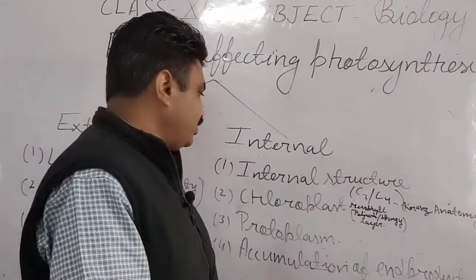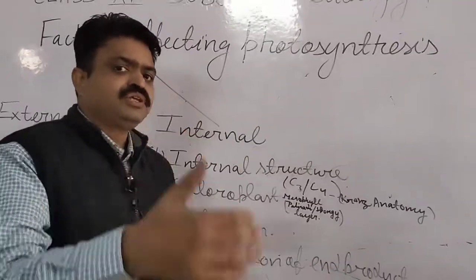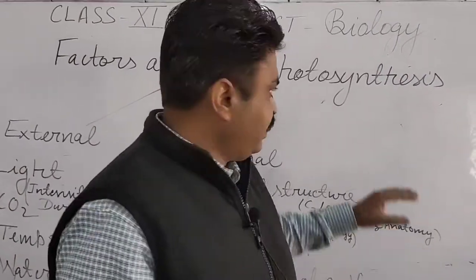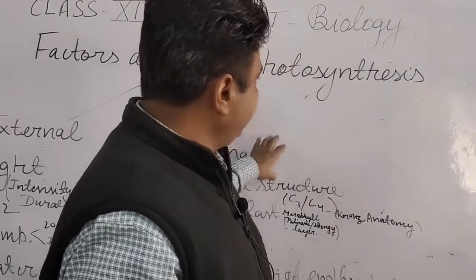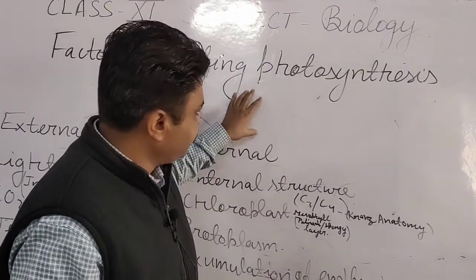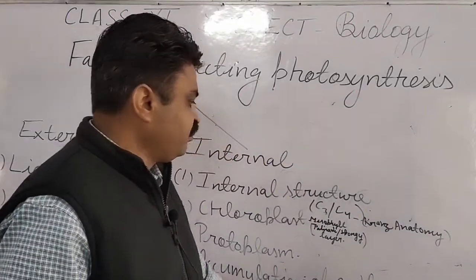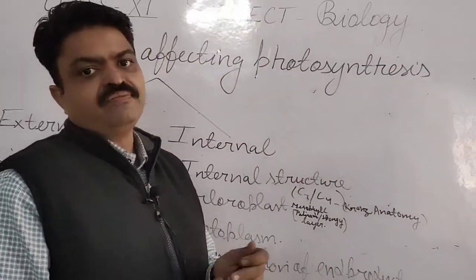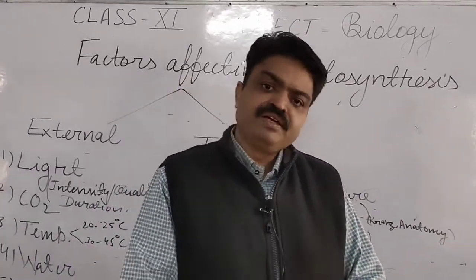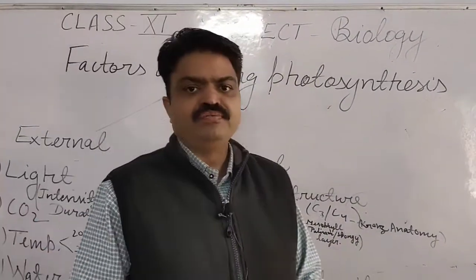Next is the end product of photosynthesis. If they produce more end product, student, if they produce more carbohydrate after the photosynthesis, then the speed of photosynthesis, meaning the speed of the biochemical reaction of photosynthesis, is decreased due to the accumulation of end product. So if there is more collection of the end product, then the speed of photosynthesis is reduced. So that is about the factors affecting the photosynthesis.